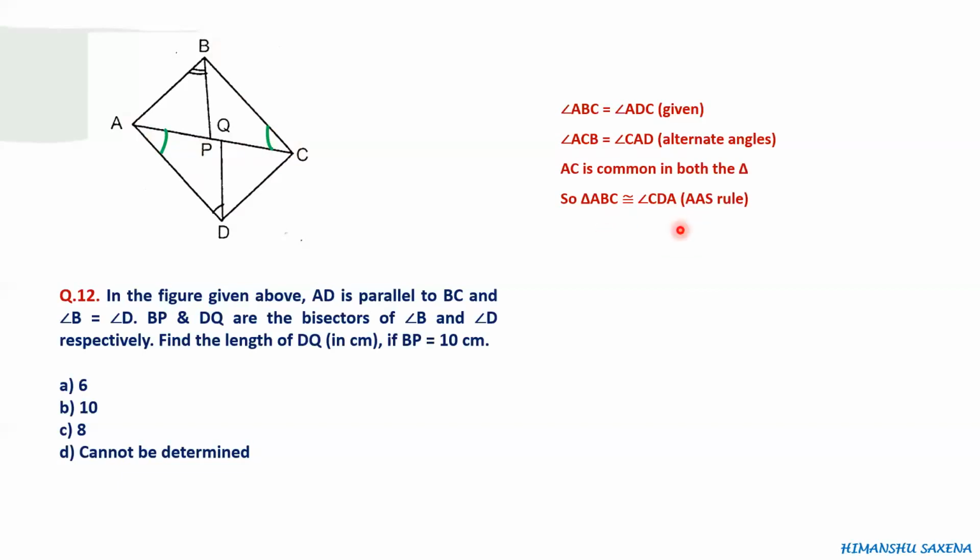These are two congruent triangles, and in congruent triangles, corresponding sides are equal, and even corresponding angle bisectors are also equal, right? So DQ is equal to BP because these are two angle bisectors. So the length of both the angle bisectors would be equal, and this is equal to 10 centimeters. So our answer is B, 10 centimeters.